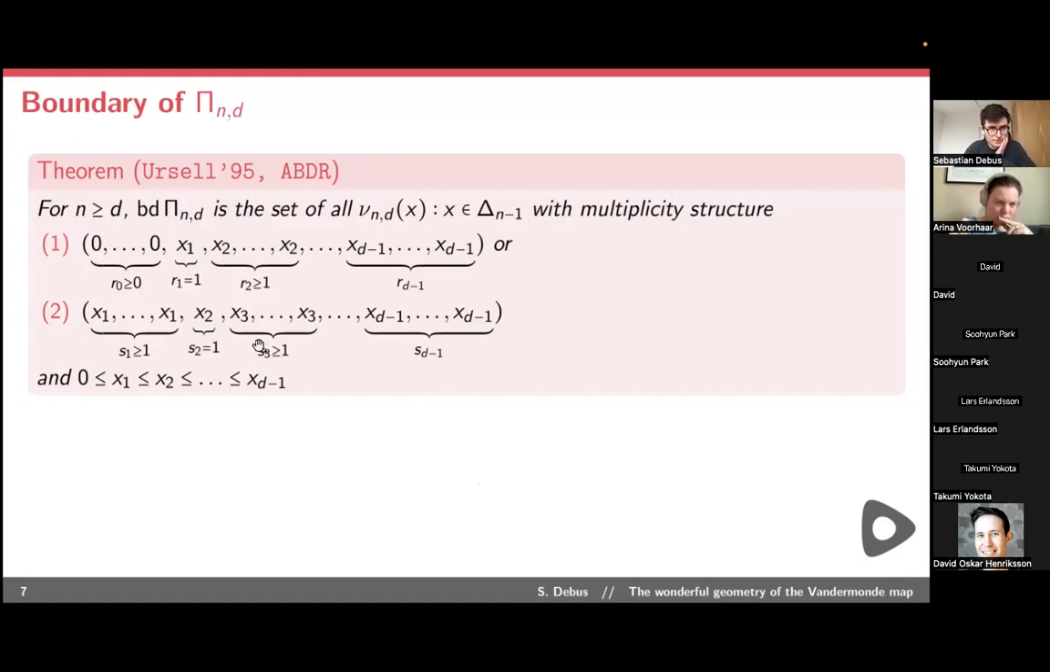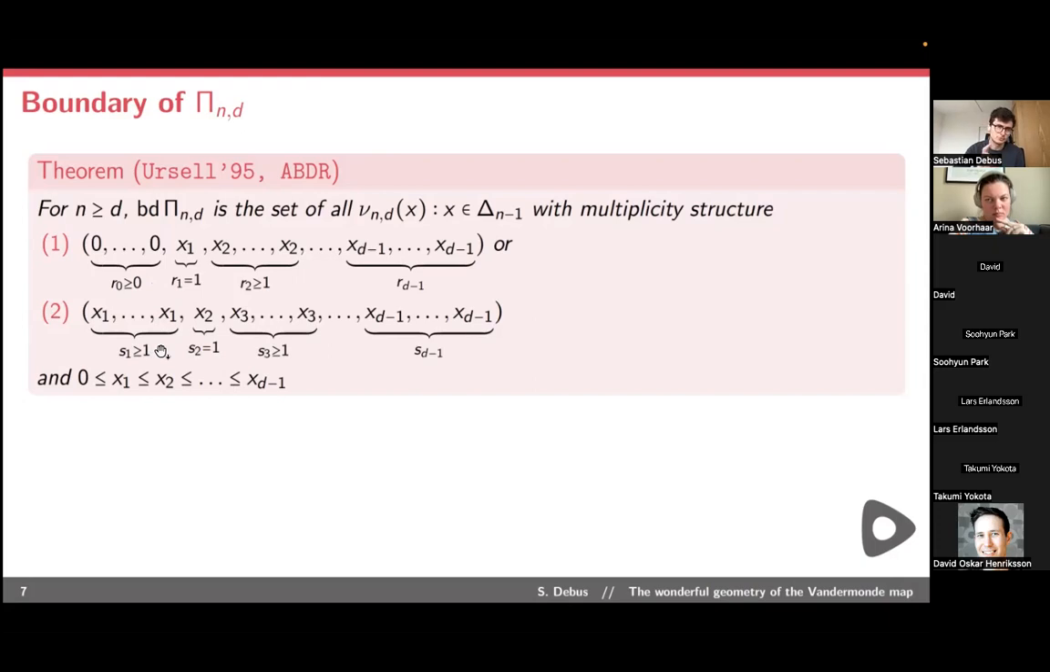Let's talk about it. We want to understand the boundary of the Vandermonde cell, and we say it's the set of all evaluations of this Vandermonde map on all points of the probability simplex which have some specific multiplicity structure. So it consists of at most d minus 1 different non-zero coordinates, and they are ordered increasingly, x_1 is less than or equal to x_2, and so on. And we have some multiplicity vector R occurring there, or S occurring there.